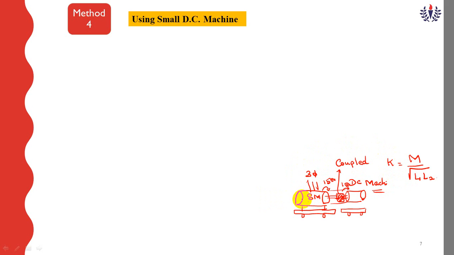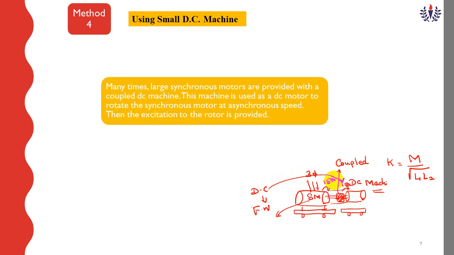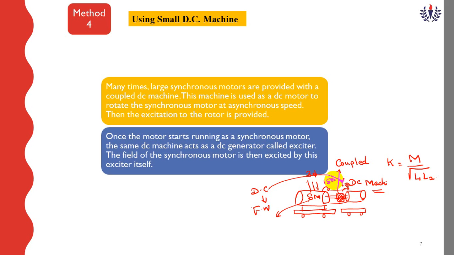Inside the synchronous machine there will be a field winding, and in the field winding we are giving the DC excitation. To adjust this DC excitation, they connect a DC machine. The operation is very simple. The machine is used as a DC motor to rotate at synchronous speed. Then we can say it will be an exciter. The DC machine which we couple with the synchronous motor is known as an exciter.